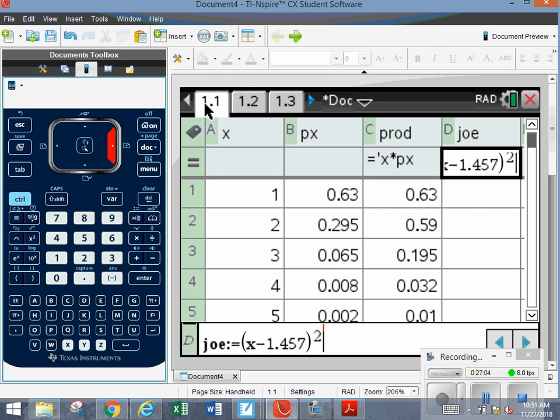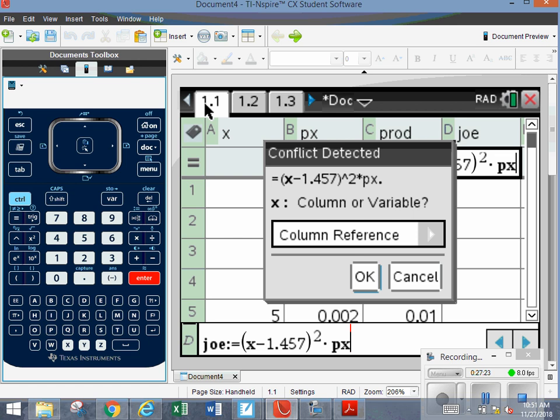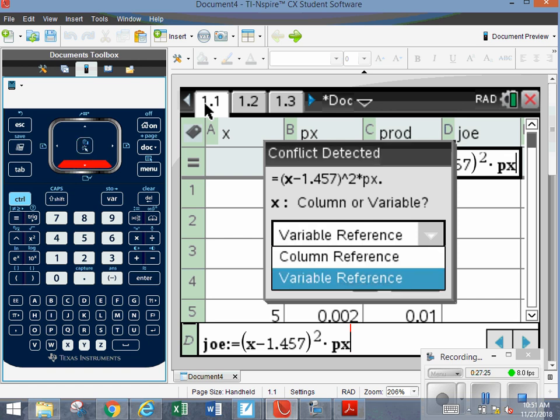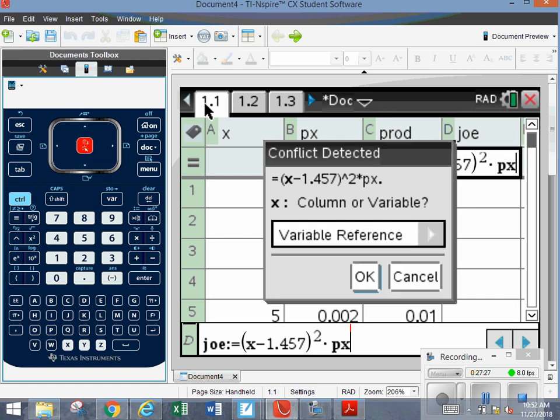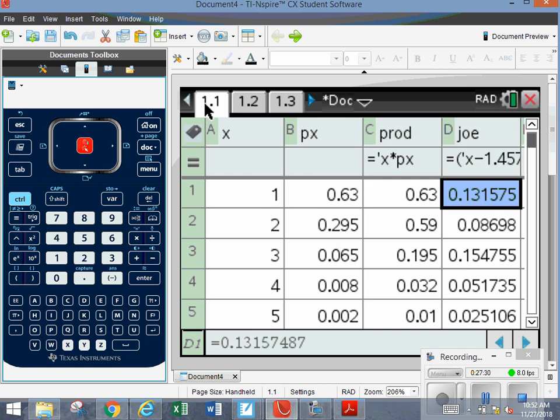And we're going to multiply it times px, which was our probability of x. And that is going to spit out all of those x minus mean squared times probability of x. Should fill in the entire column. I just have to tell it, hey, I'm not talking about the column. I'm talking about the variable. And there they are.